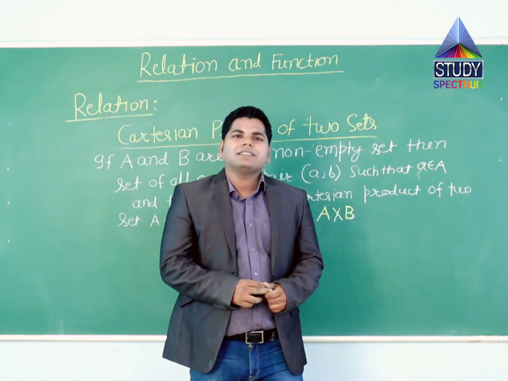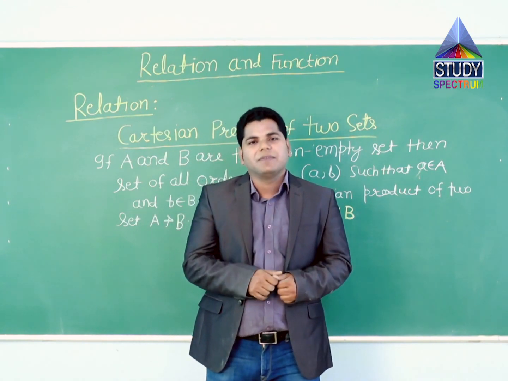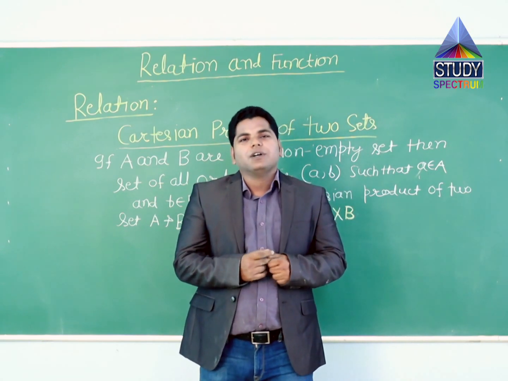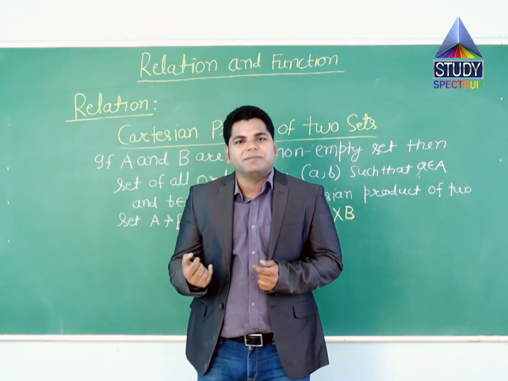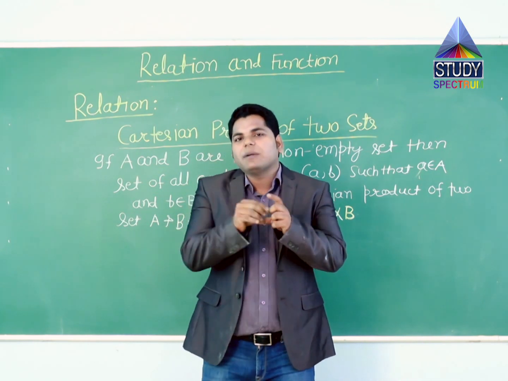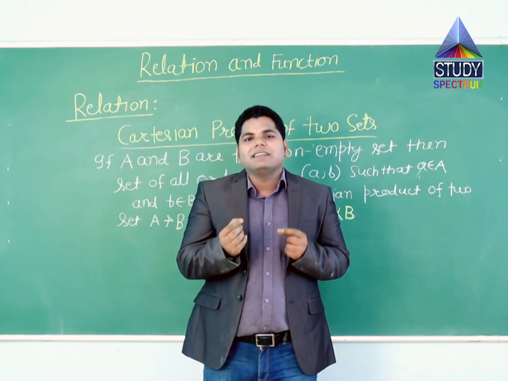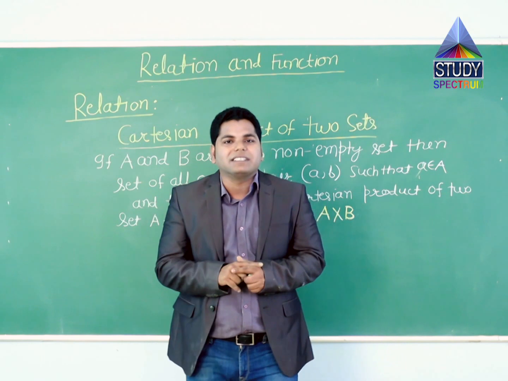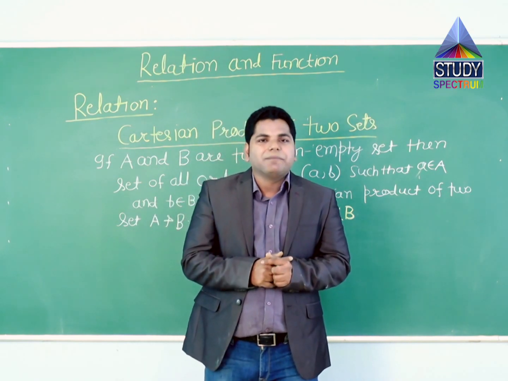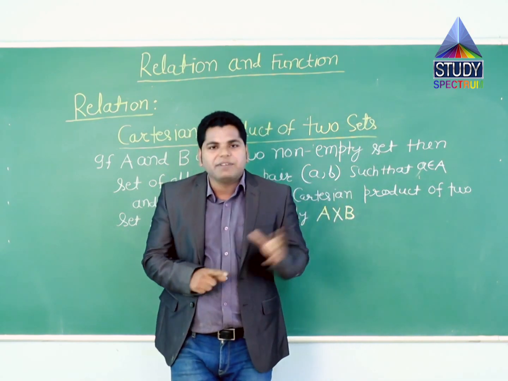Now let's start with the formal definition of the Cartesian product of two sets A and B. For the Cartesian product to exist, both sets should be non-empty, because you have to make an ordered pair. One element you take from one set and the second element from the second set. So both sets should be non-empty. Okay, so let's start with the formal definition we have written on the board.